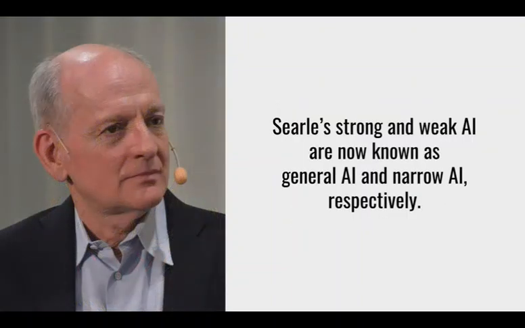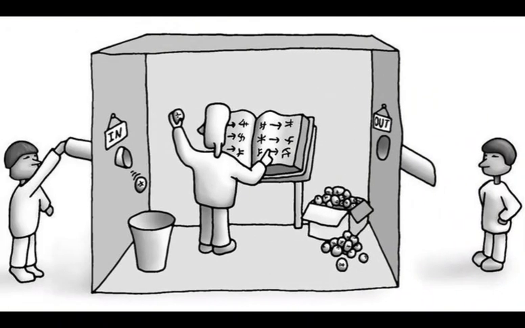And those labels, some people still call them strong and weak AI, but Searle's strong and weak AI in general now are known as general AI and narrow AI. So general AI being strong AI and narrow AI being weak AI. And there in the picture you see Stuart Russell, who talks about this. By the way, Stuart Russell is a computer scientist. Okay, so those are some jargon there, and now let me explain this argument.